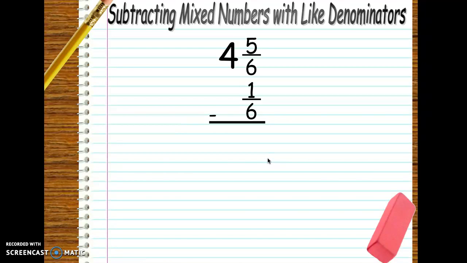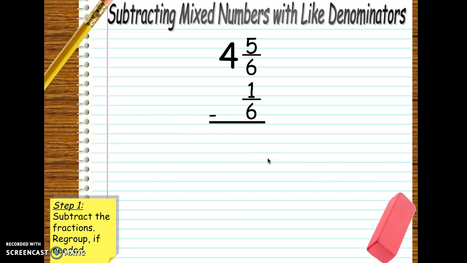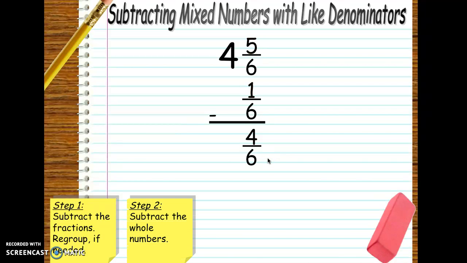All right, so let's start with this problem here. We have 4 and 5/6, subtract 1/6. Since we have those common denominators, all we really have to do is focus on those numerators. 5 subtracted by 1 gives us 4, and we keep that denominator. Then we focus on our whole numbers. We have 4 and 0 whole numbers in the bottom number, so we're just going to carry down our 4. So our final answer is going to be 4 and 4/6.